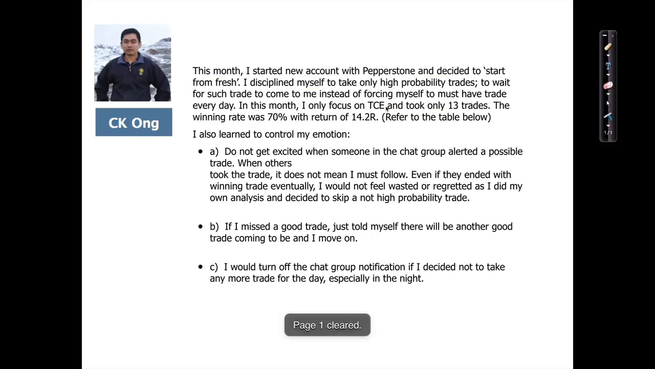Right? That's pretty good. 14R. So again, take 13 trades and get 14R. Better than taking 30 trades and making 5R. Okay? I also learned how to control my emotion.